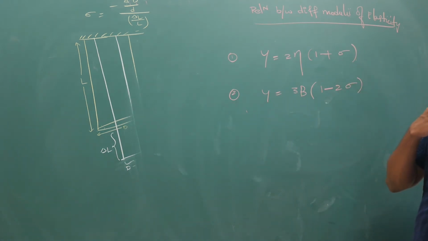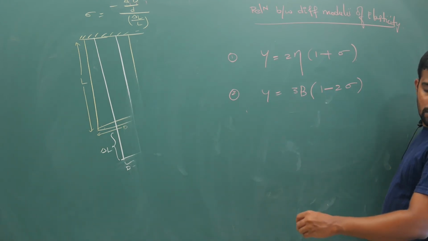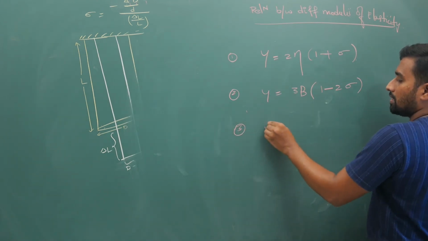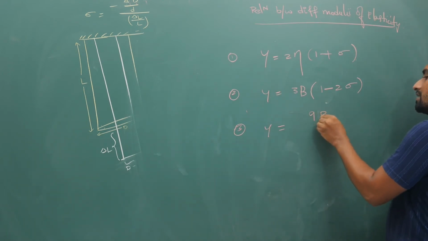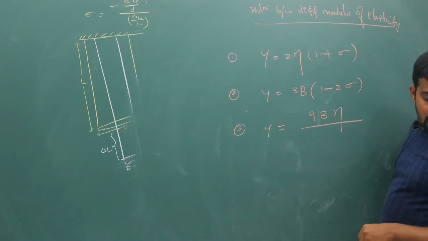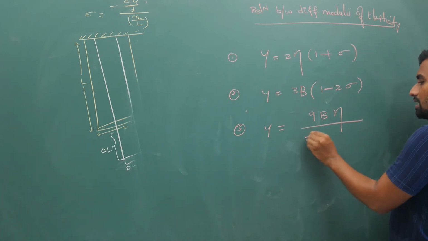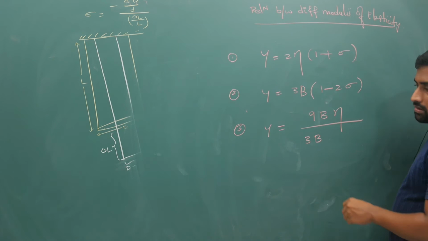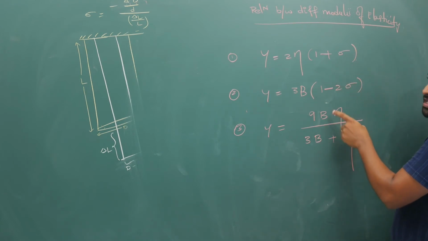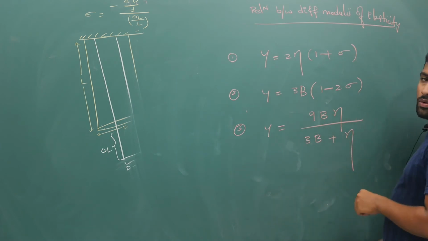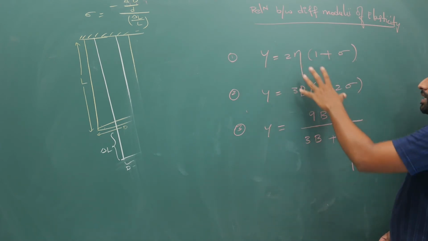Okay, your Poisson's ratio is what you are supposed to take. Next, your third one is your Young's modulus: Y = 9Bη/(3B + η). You can rearrange, substitute the sigma value from this expression into this, and you will land up in this. These are interrelated. Only one derivation I will do; from that you will do this.